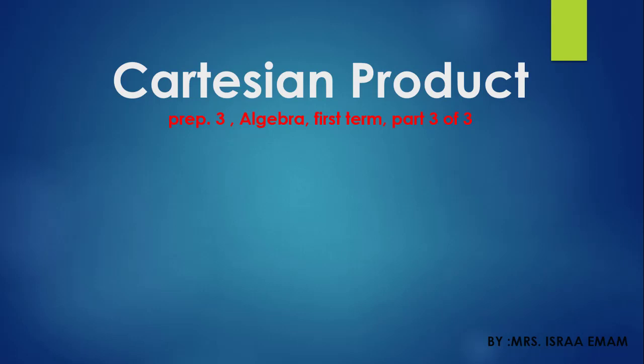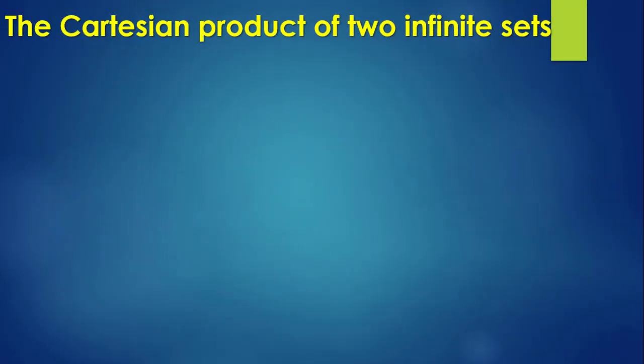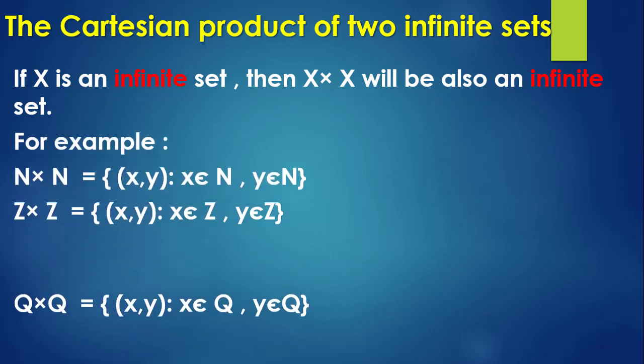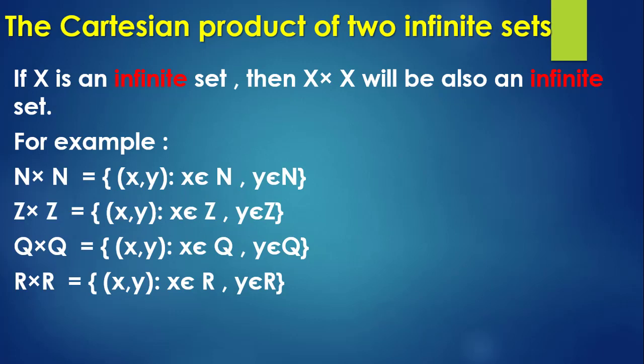This part is about the Cartesian product of infinite sets and also of intervals. Okay, the Cartesian product of any two infinite sets also will be an infinite set. So if you have an infinite set X, for example, if X is the natural number or the integers or any infinite set, the Cartesian product also will be an infinite set. For example, if it's the natural number, I'll get the Cartesian product of n by n, natural number by itself.